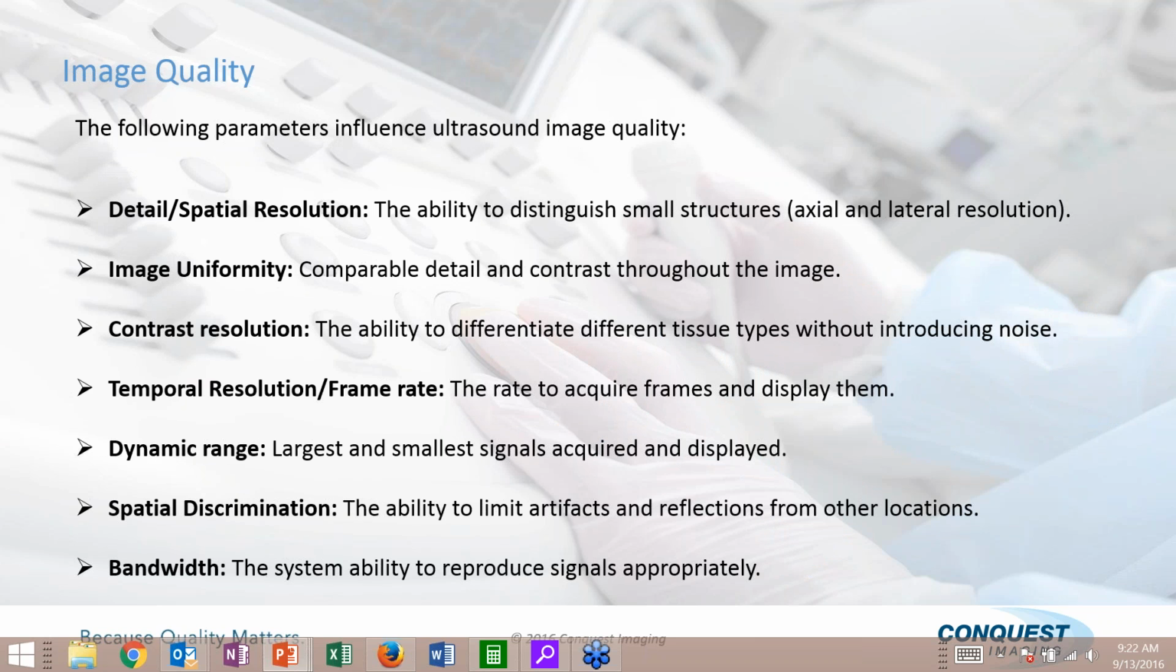So when we talk about image quality, there are a lot of different factors that go into image quality. And for those of you on the call that are doing ultrasound service or will be doing ultrasound service, there are a lot of things that we need to know about image quality. Image quality is a very broad term, but what exactly does that mean? So we're going to talk about detail or spatial resolution, image uniformity, contrast resolution. We're going to talk about temporal resolution or frame rate, dynamic range, spatial discrimination, and bandwidth.